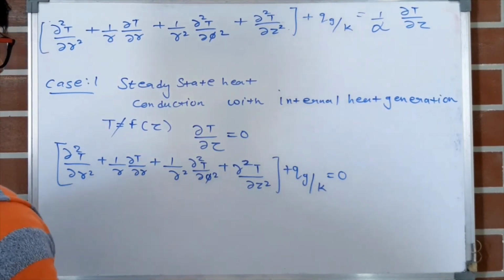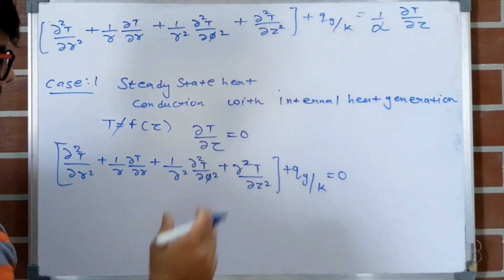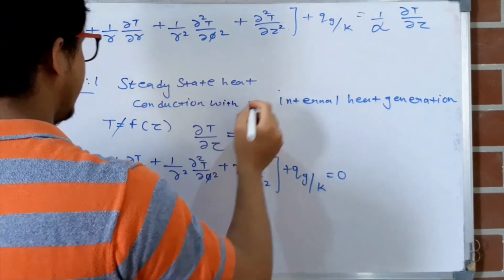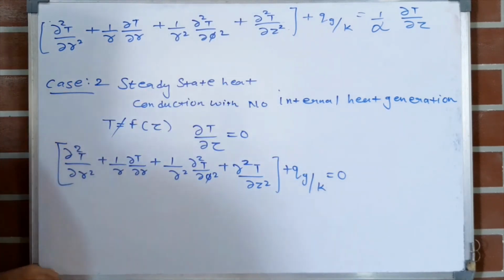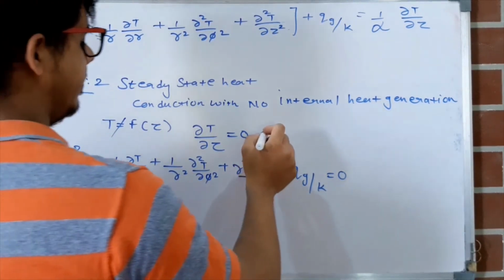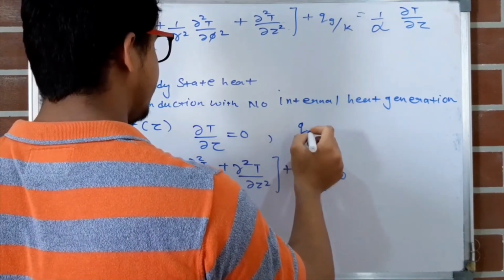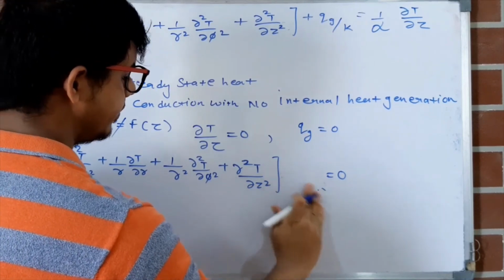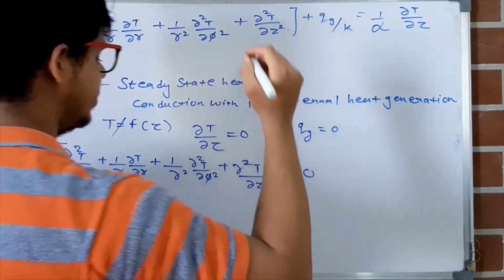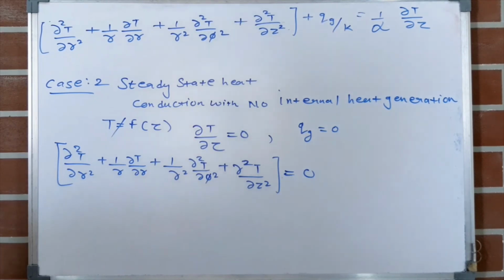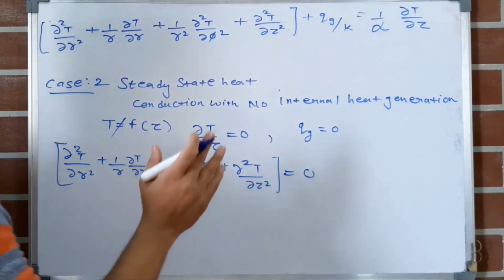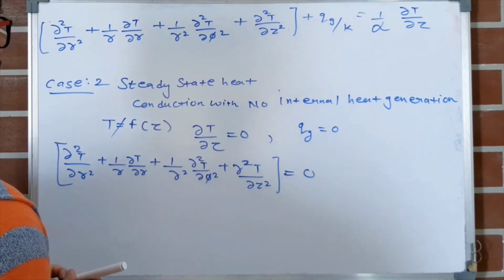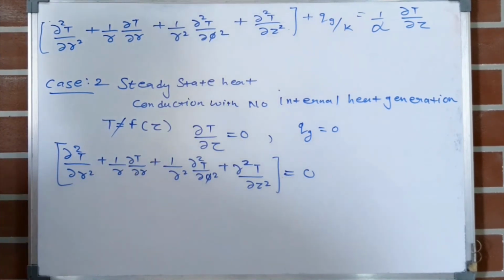Now if we want steady state heat conduction with no internal heat generation, that is case 2, at that time Qg will be 0, so that term will be 0. So we get the equation equal to this. This is case 2, that is steady state heat conduction with no internal heat generation. This is about the general heat conduction equation in cylindrical coordinates.